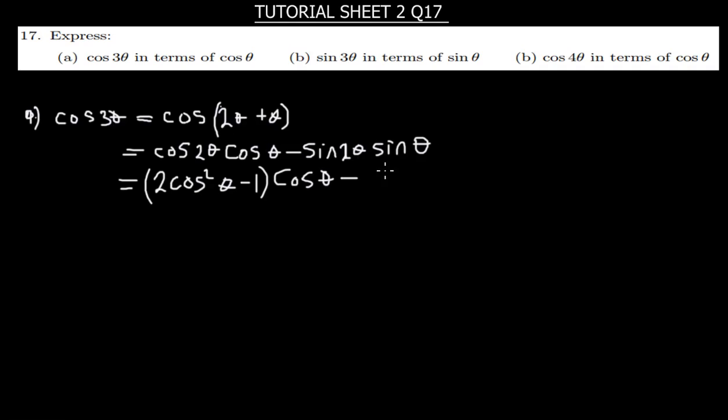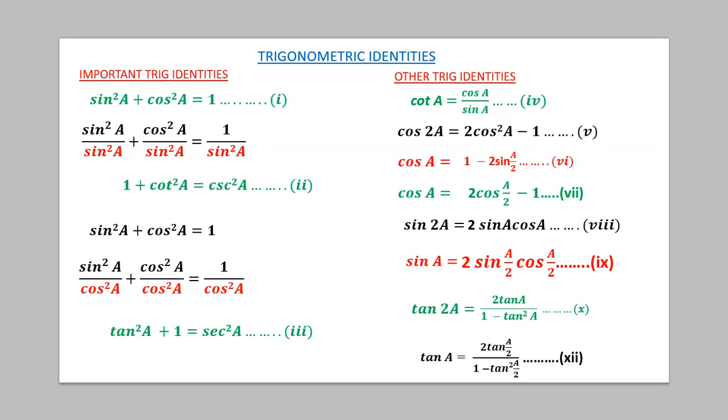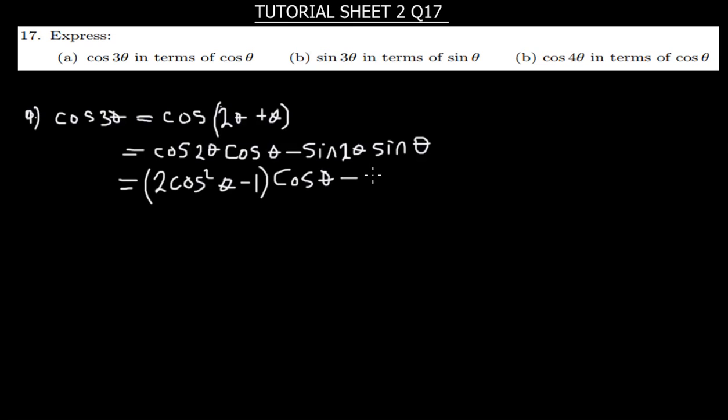How can you write sin 2 theta? The double angle formula for sin 2 theta is 2 sin theta cos theta. It's just here, this one here. So this is the one that we're going to put here: 2 sin theta cos theta. Then multiply by this sin theta here.